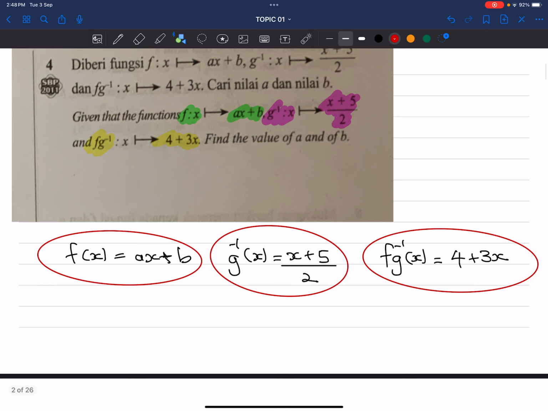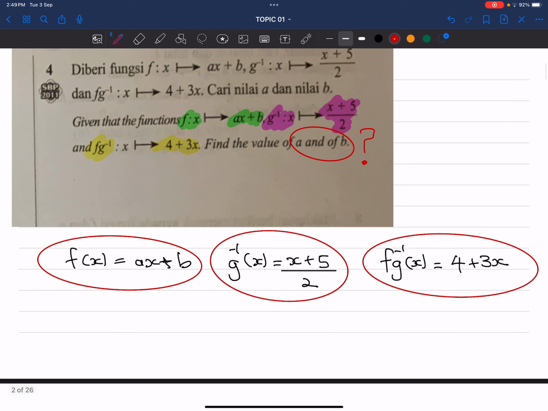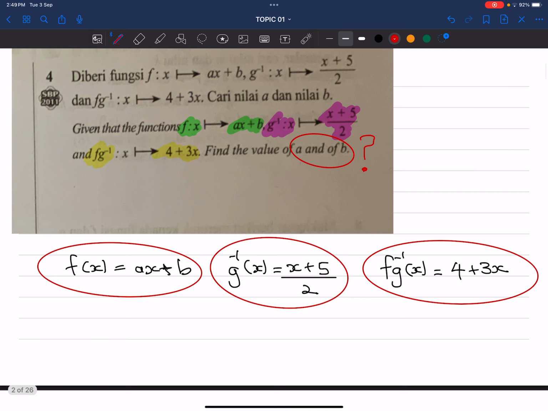And what is the question asking? Find the value of a and b. This is what the question is asking. We put a question mark on what they are asking. As I said, we always start from what they ask. They are asking a and b.